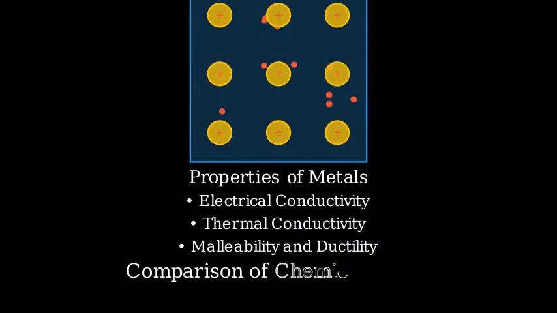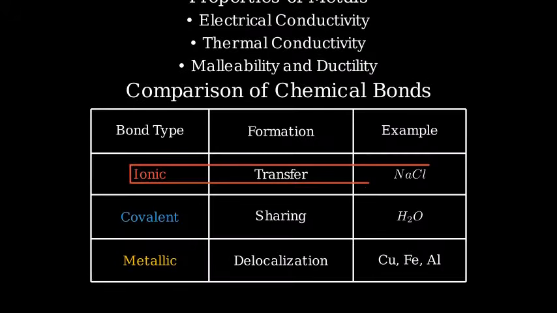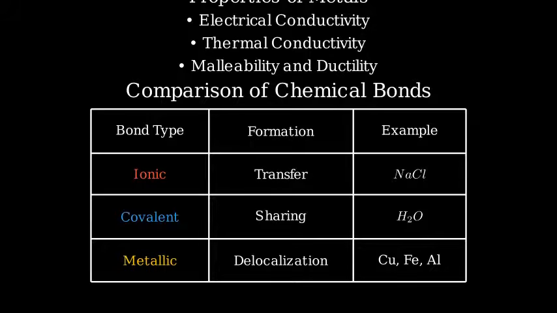Let's compare these 3 types of bonds side by side. Ionic bonds: electron transfer between a metal and a nonmetal, resulting in strong electrostatic attraction between ions. Covalent bonds: electron sharing between nonmetals, forming discrete molecules. Metallic bonds: electron sea surrounding positive metal ions, resulting in a strong but flexible bond structure.